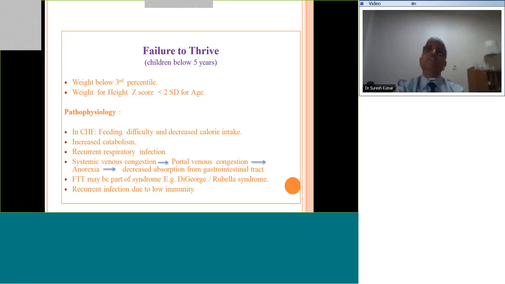Why do children with heart disease get failure to thrive? In congestive heart failure, there is feeding difficulty and decreased caloric intake.